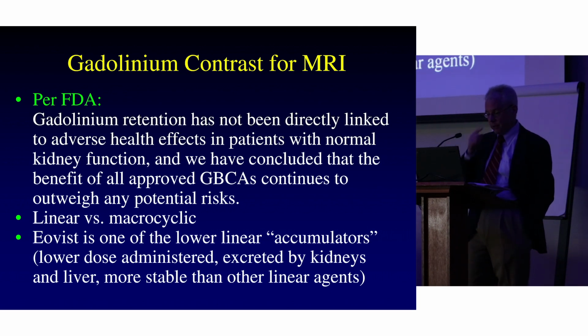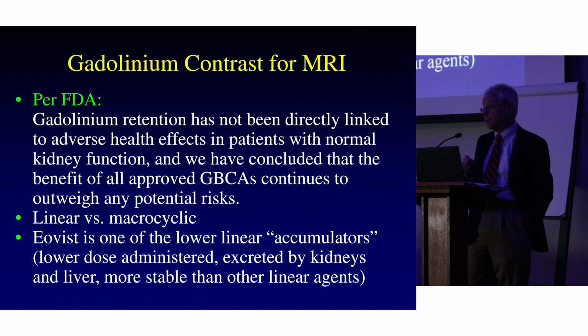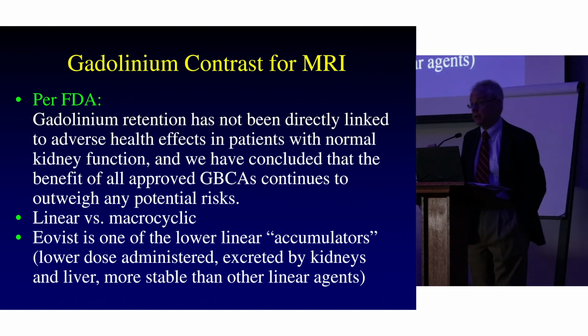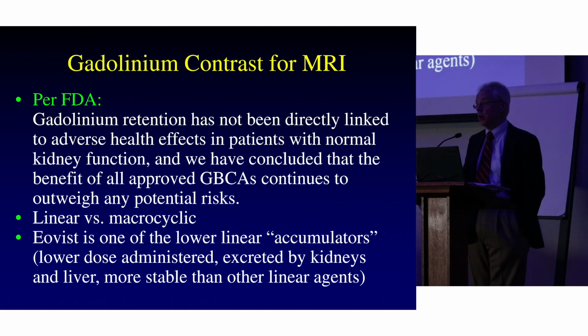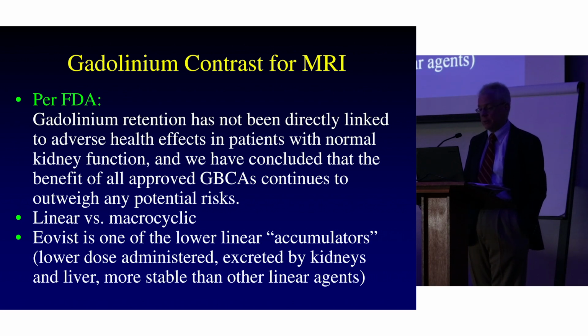This is getting into chemistry, which is well beyond me, but there are two classes of these gadolinium agents. There are linear bound and macrocyclic. We prefer use of the agent Eovist because it is much more sensitive at demonstrating very small liver metastases. Even though it is in the linear class, it's among the lower accumulators in the body because you give a lower dose of it, it gets excreted by the kidneys and liver, and just the way the compound is made, it's more stable than other agents.